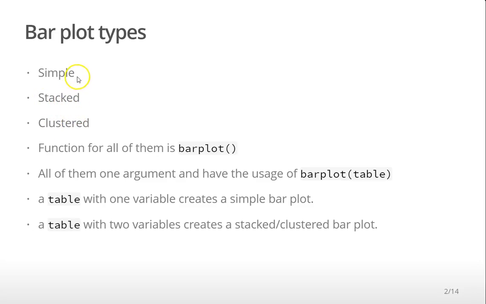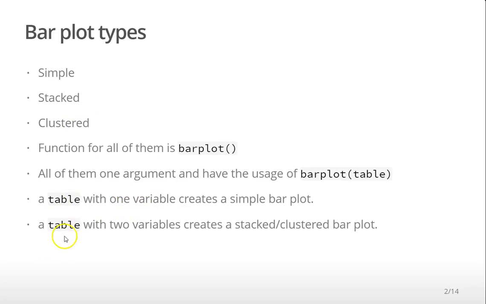For now, let's see what is the difference of simple with these two. We have one function. The function is called barplot, and with this function, we can generate all three different types of bar plots. For generating all of them, the barplot function is going to take one argument. That argument is a table. What is different between simple and these two types of bar plots is that when we investigate univariate analysis, the table is going to take one variable.